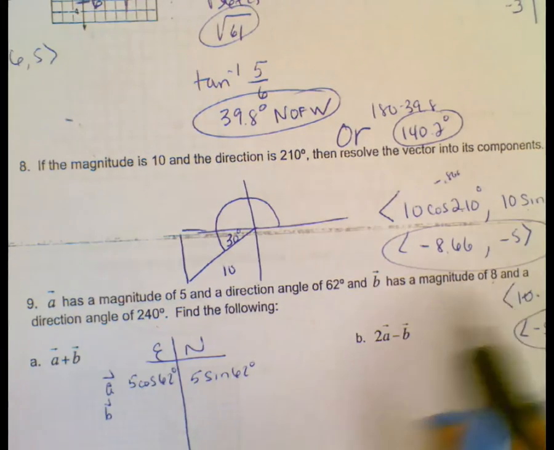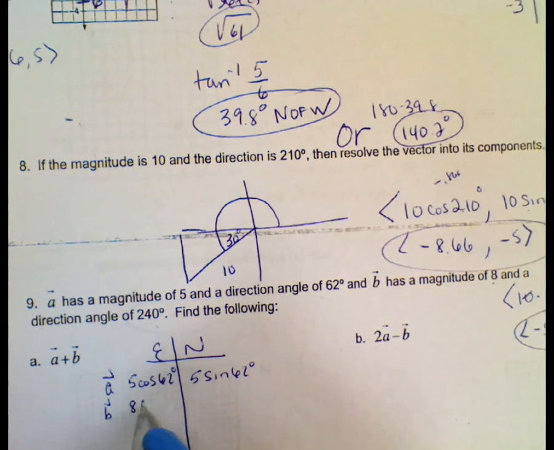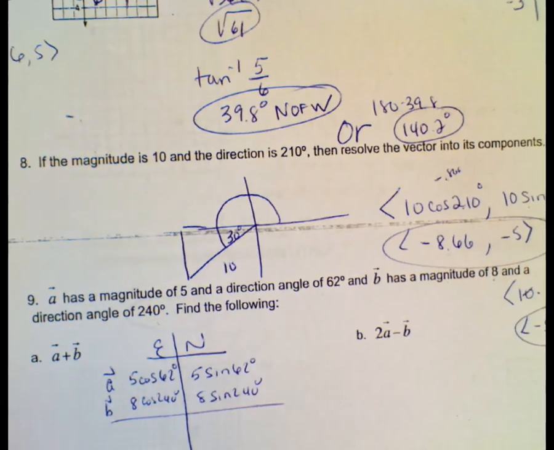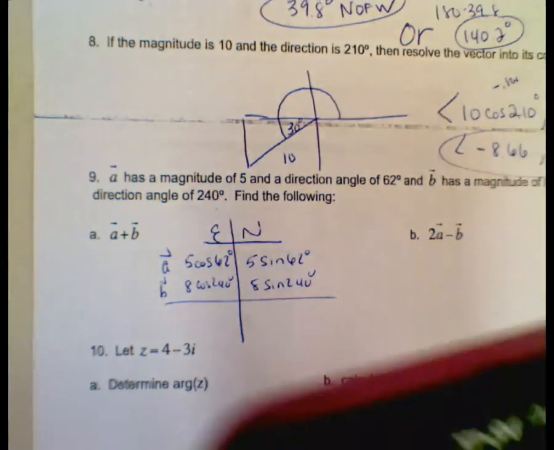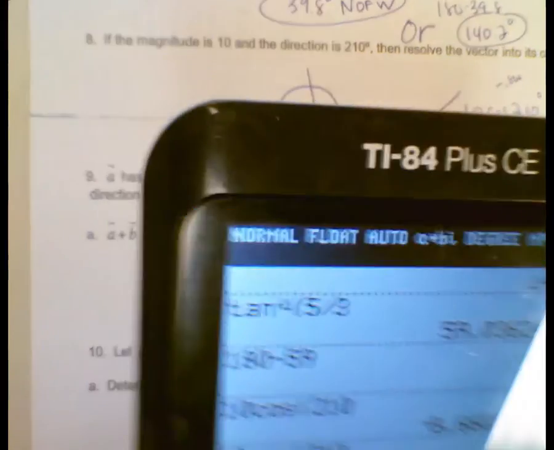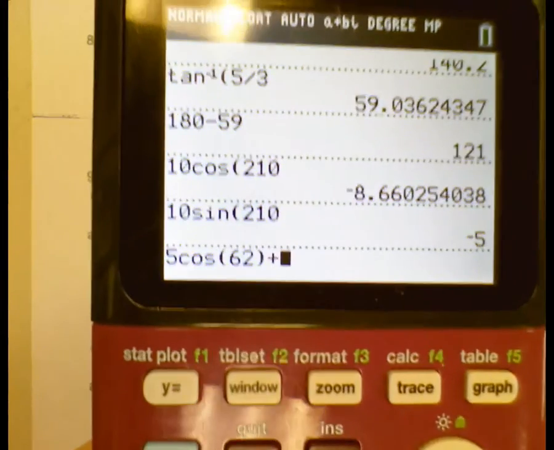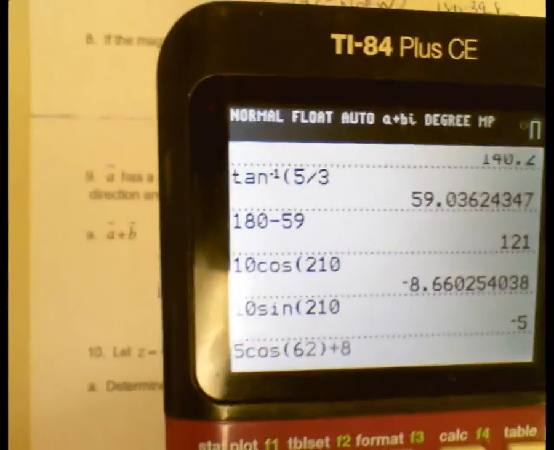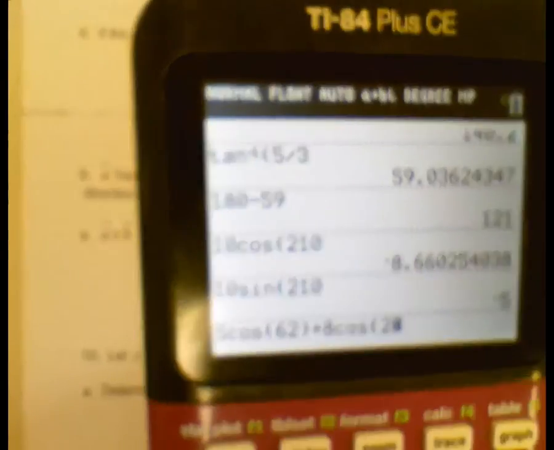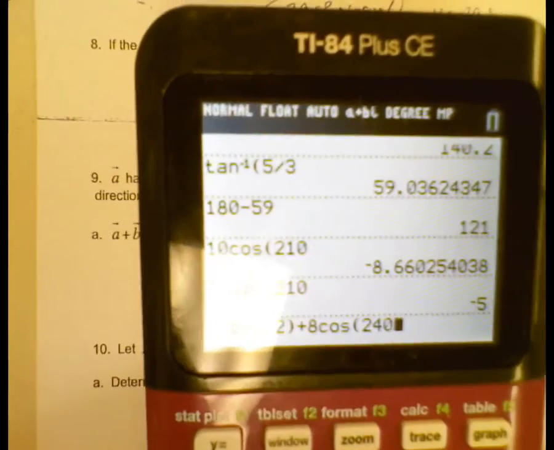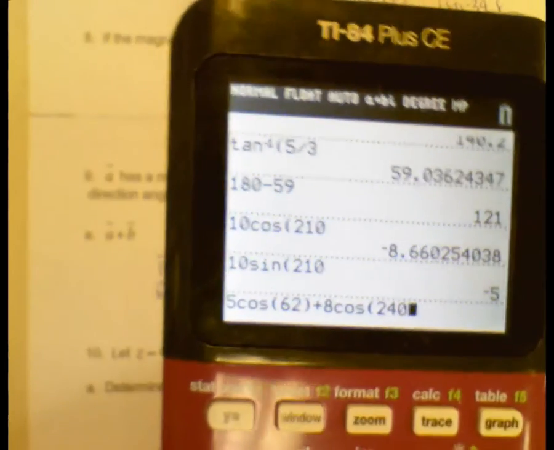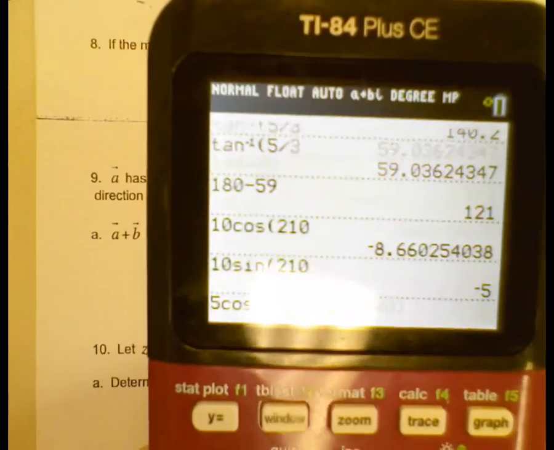B is magnitude of 8, direction of 240. So 8 cosine of 240, 8 sine of 240. And we're going to add these up. So we have 5 cosine of 62, close your parenthesis, plus 8 cosine of 240. Make sure they're both cosine. If you're adding up horizontals, both of these should say cosine right now. Close your parenthesis and press equals.